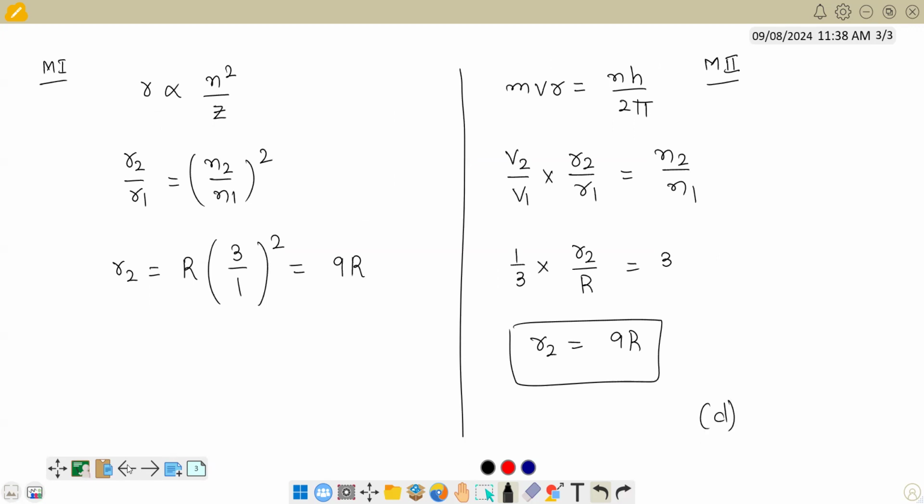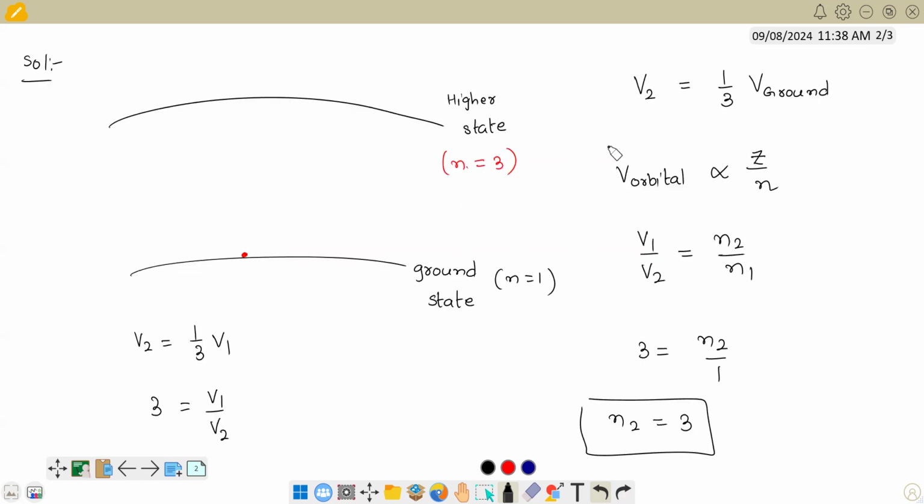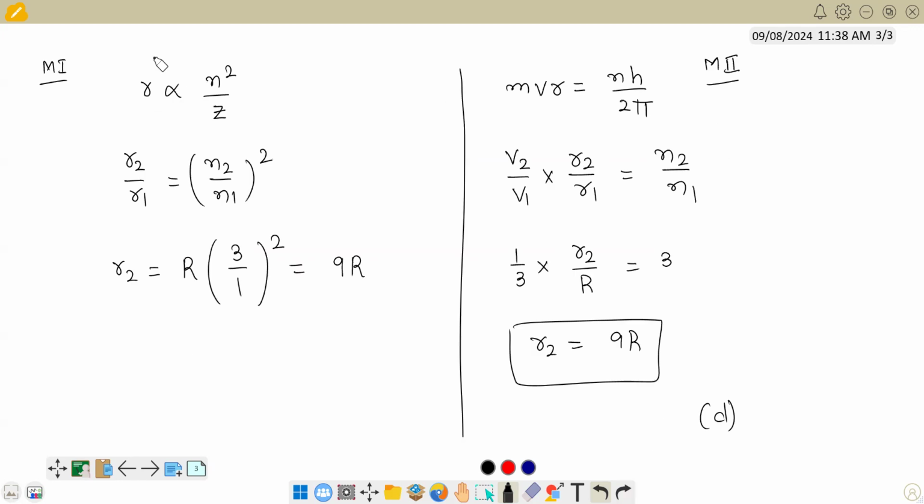Hope you understood how I have solved. The most important thing in this is you should know these formulae. Without memorizing these formulae, V orbital is proportional to Z by n, and radius is proportional to n square by Z, it would be very difficult to solve these kinds of problems. Hope you understood. Thank you.